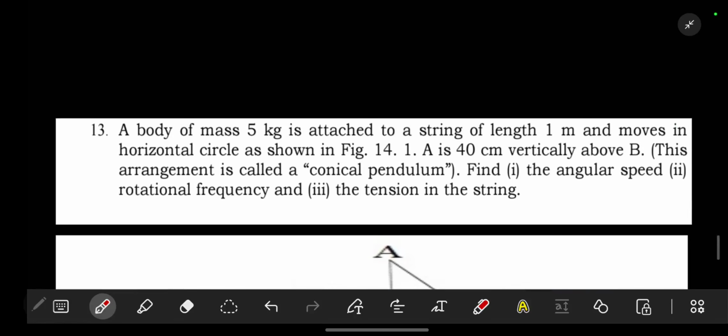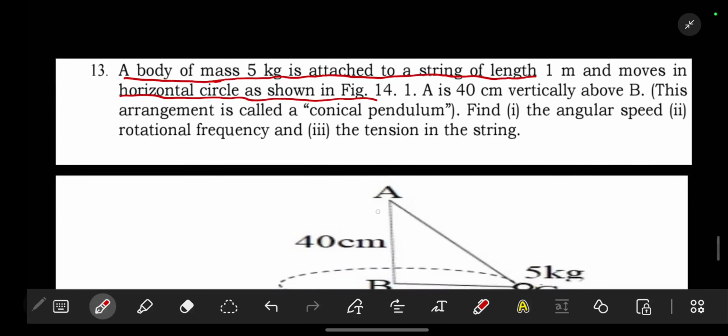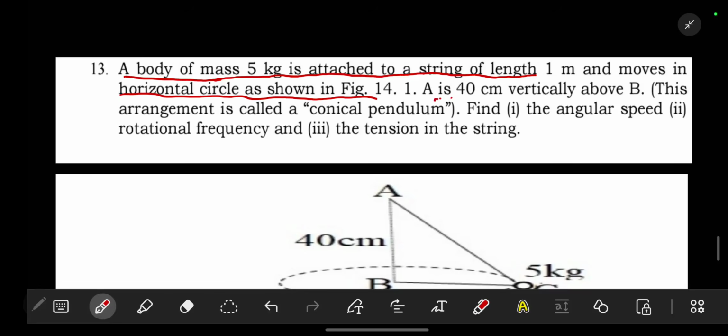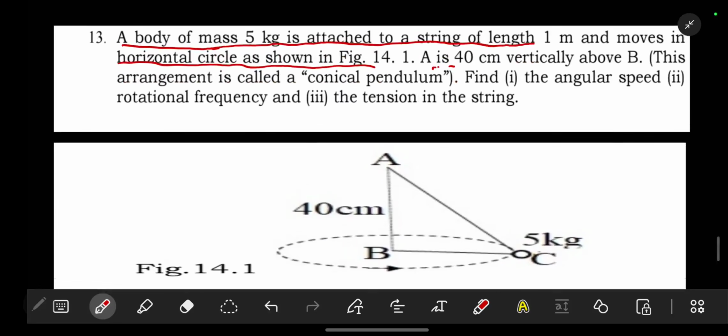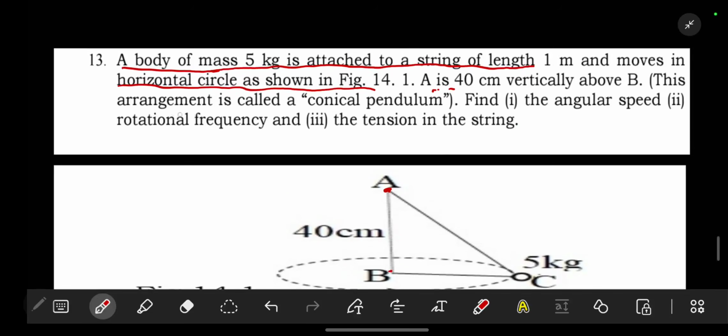So we have this. We are told a body of mass 5 kg is attached to a string of length 1 meter and moves in a horizontal circle as shown in figure 14.1. A is 40 centimeters vertically above B. So from here up to here it's 40 centimeters. Then we are told this arrangement is called a conical pendulum. Find number 1, the angular speed, number 2, the rotational frequency, and number 3, the tension in the string.